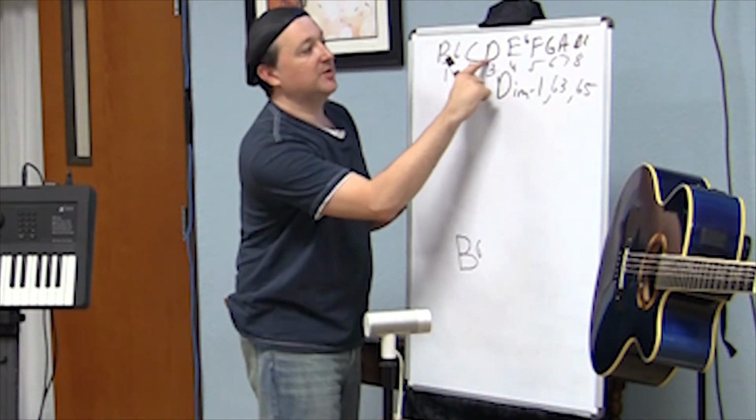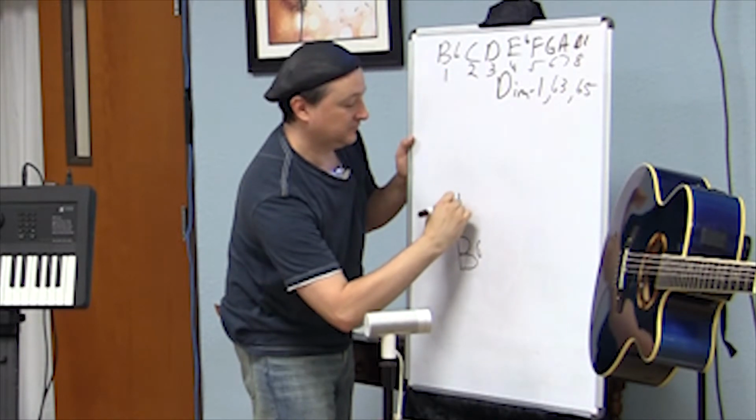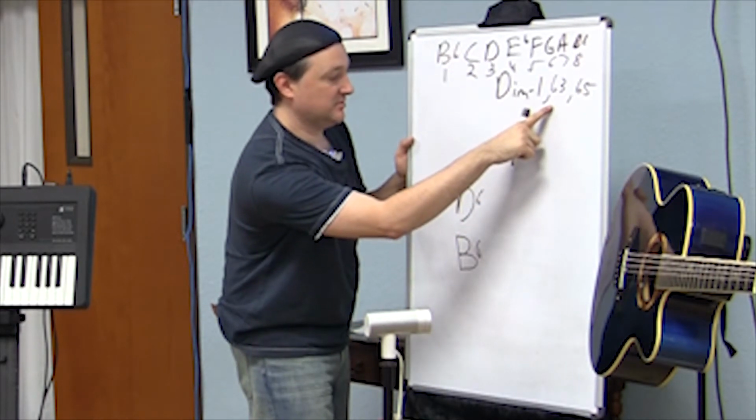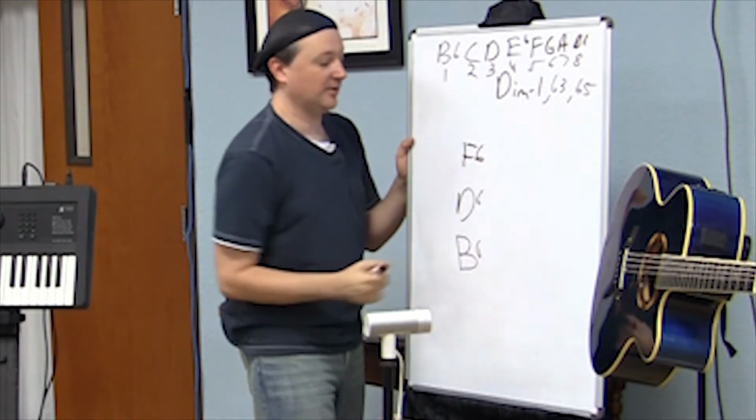Now if we're just using 1, 3, and 5, what is that? B flat. Mm-hmm. B flat. D flat's the right answer for diminished. F flat. F flat's the right answer for diminished. Yay, that's the tricky part.